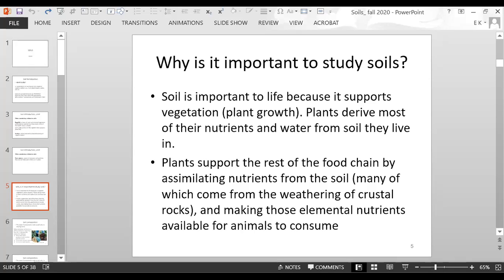So instead of animals eating soil, you're eating plants that already took up those minerals, incorporated those minerals and nutrients into the plant tissues, and then animals are able to eat the plants and get those nutrients from the plants.